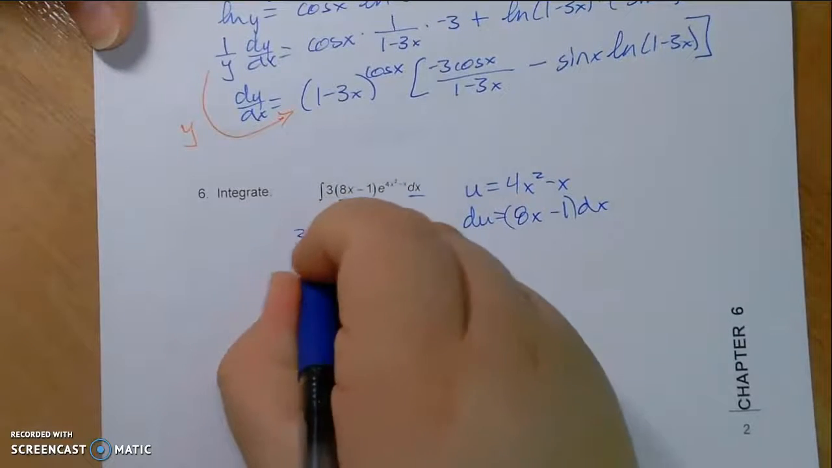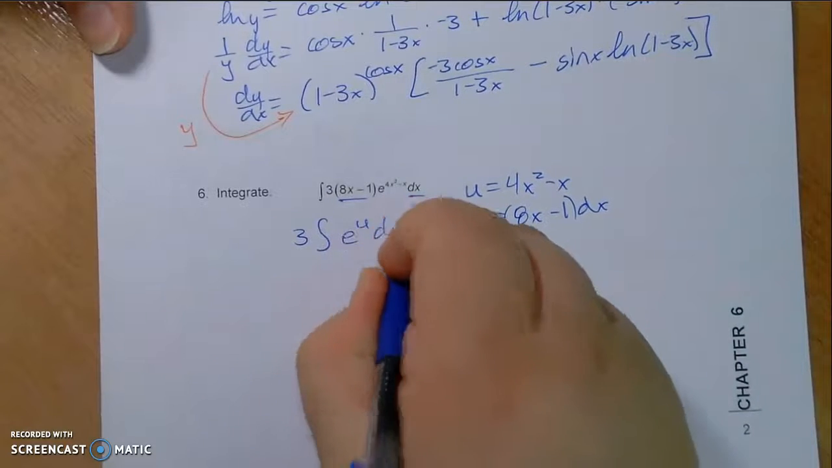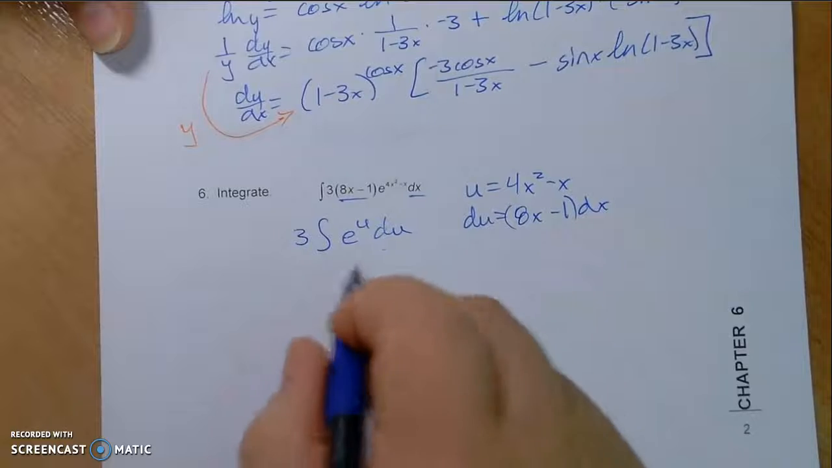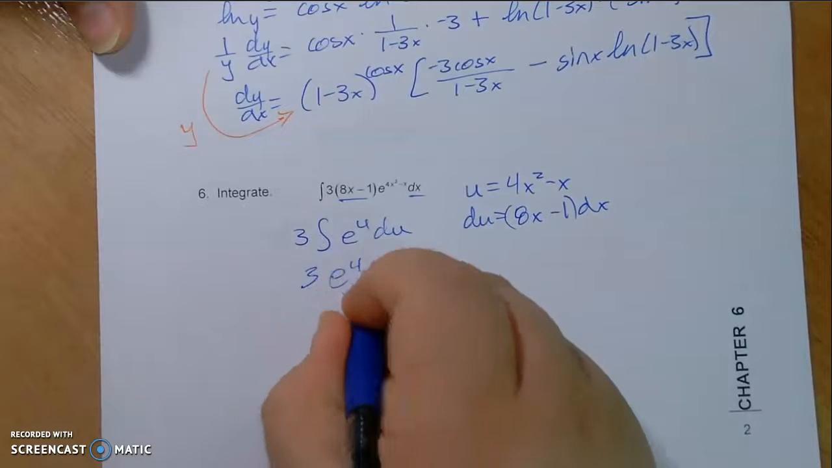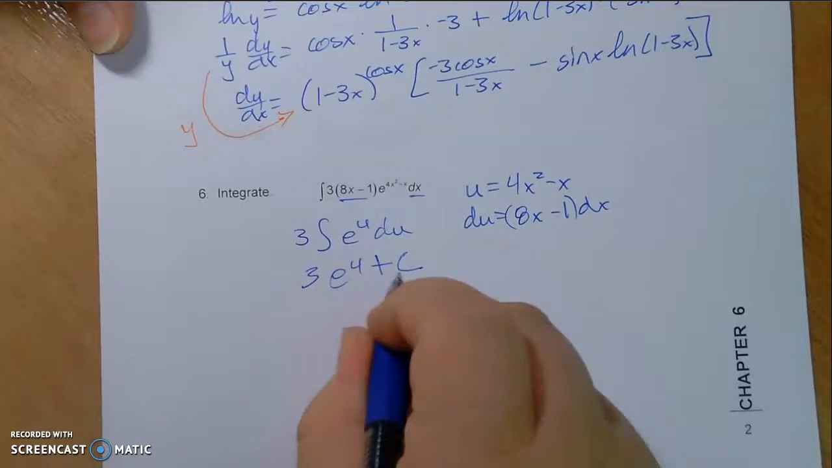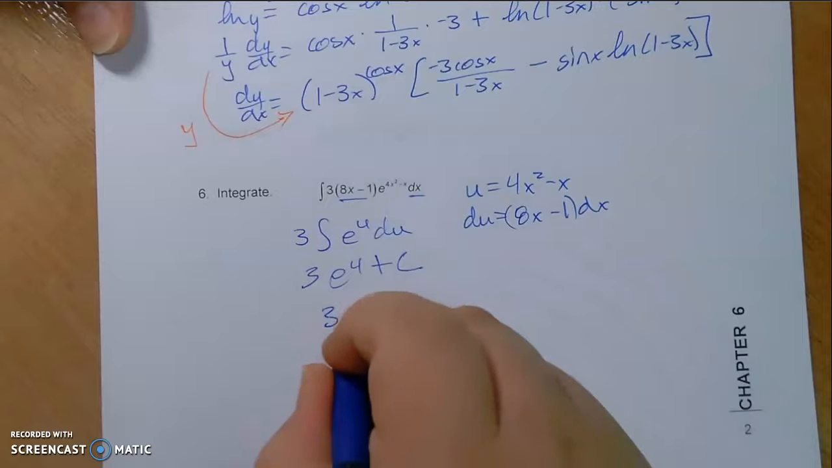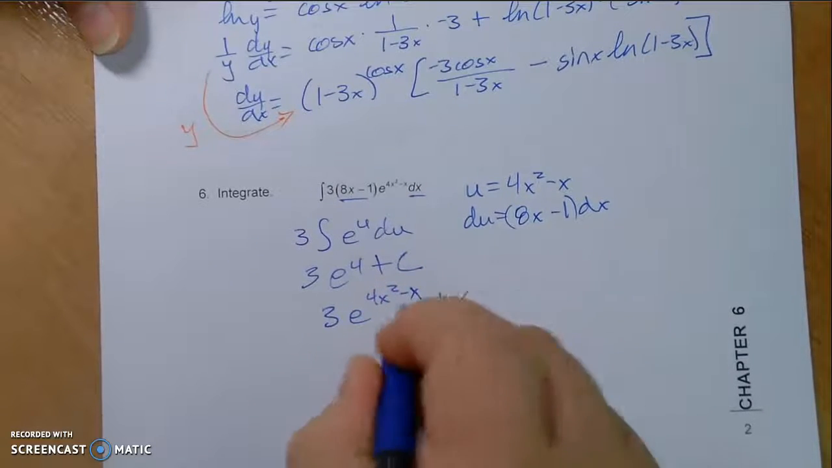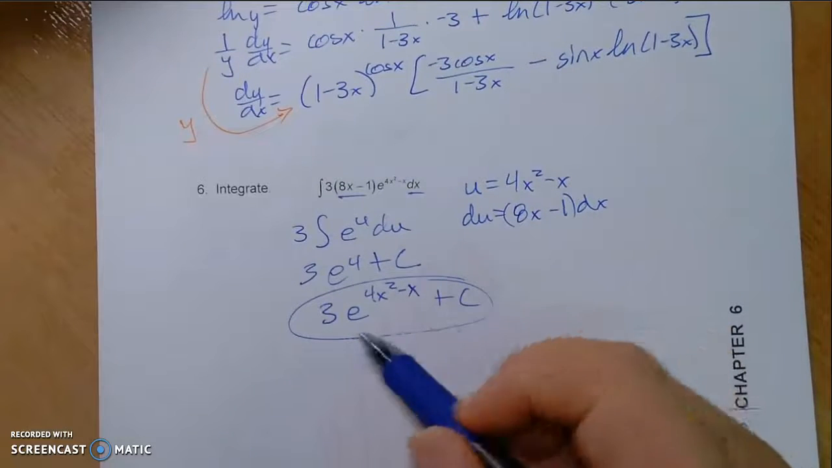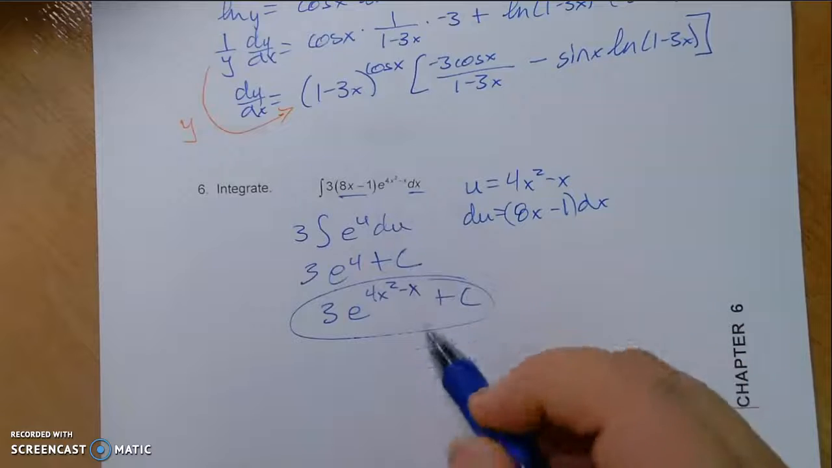That 3 remains, so we have 3 on the outside times the integral of e to the u du. So we've done our substitution. We integrate. Don't forget to integrate, even though this is a super easy integral. You must integrate. Okay, and then of course don't forget your plus c. That u we substitute back in our expression. We get e to the 4x squared minus x, and then the plus c. So not too bad, but make sure that you show the integration, that you actually integrate, you do the substitution, and you get your plus c.